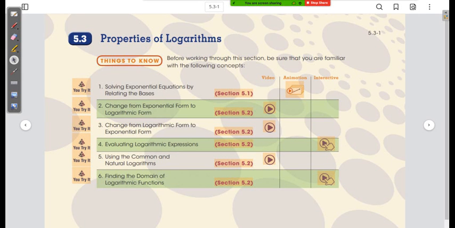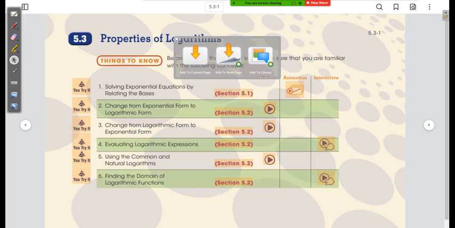Alright, today we're talking about Chapter 5, Section 3, the properties of logarithms. We are going to be doing the algebra of them now.